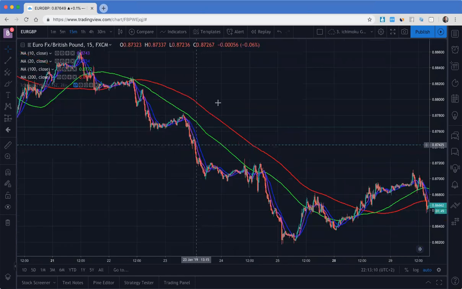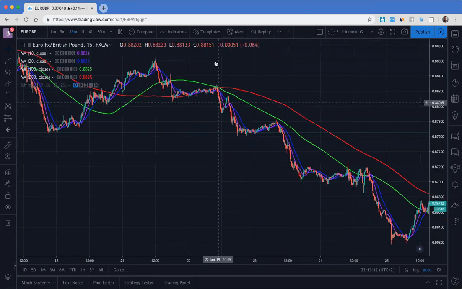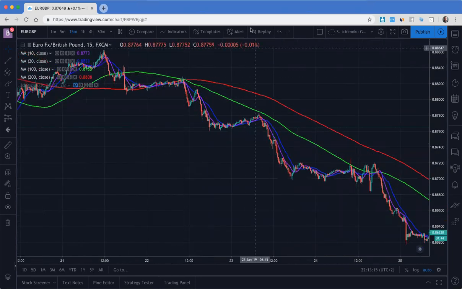You see a cross on the 100 and the 200, and that means we are going to take a trade at the cross itself for a sell. Let me make that a red arrow. Here we are going for a sell. Then you see the trend goes down.